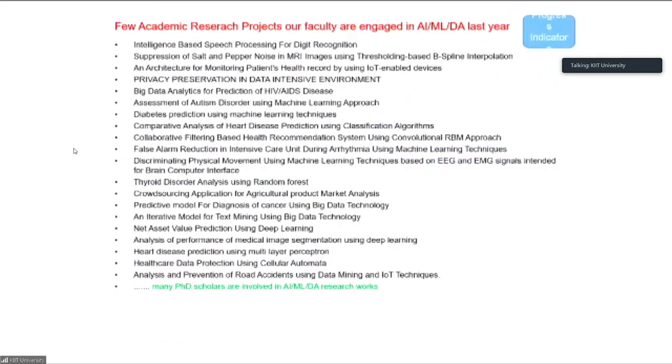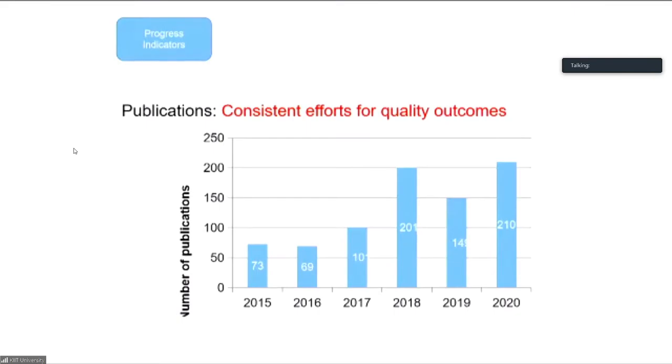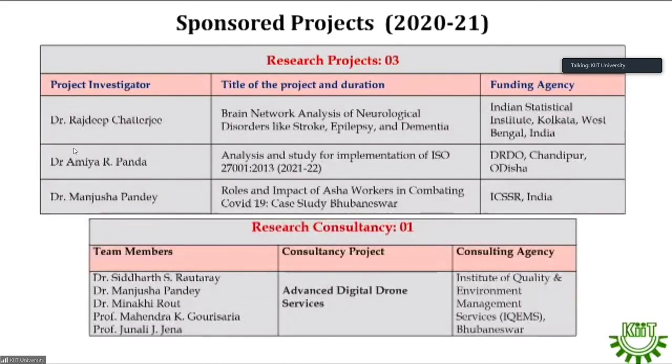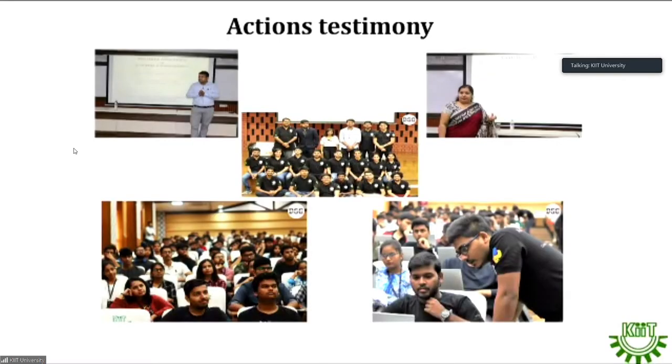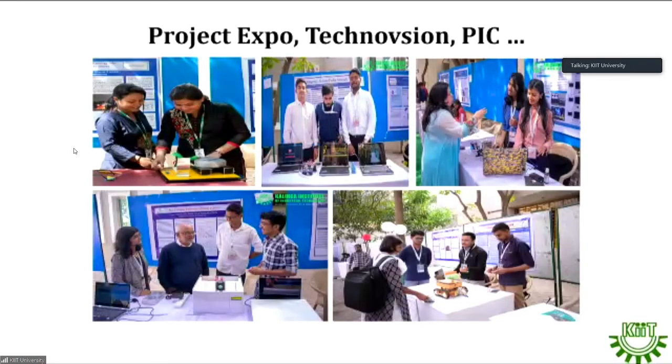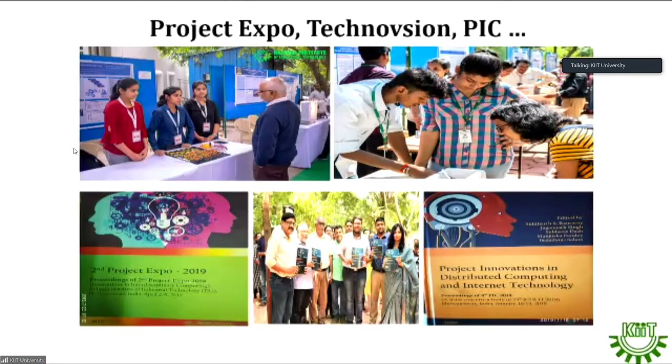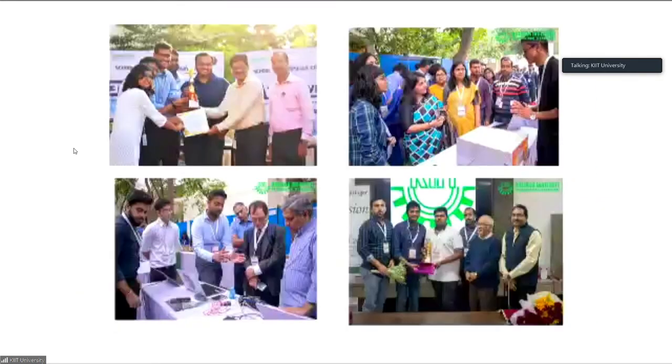These are some of the research projects already carried out by students with the help of this research group in artificial intelligence, machine learning, and data analytics. They have published papers in good quality journals. A lot of projects have been carried out with the help of this research group through collaborative research. These are some snapshots of the Data Science Congress, presentations, workshops, and conferences where students are actively engaged. And the Project Expo, as I have already mentioned, is held in the final year.